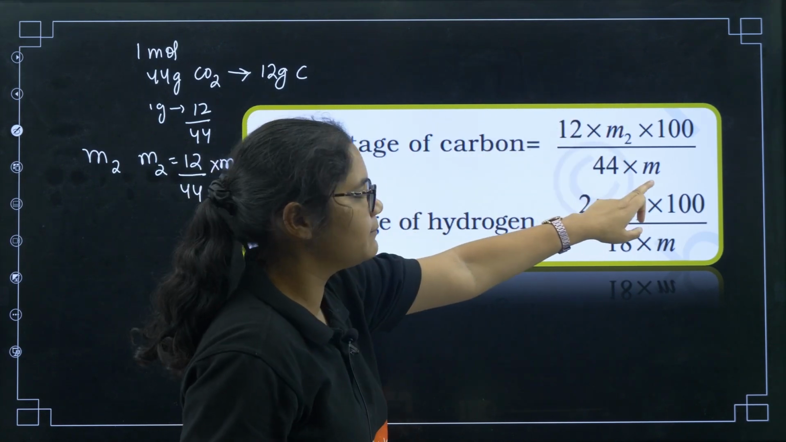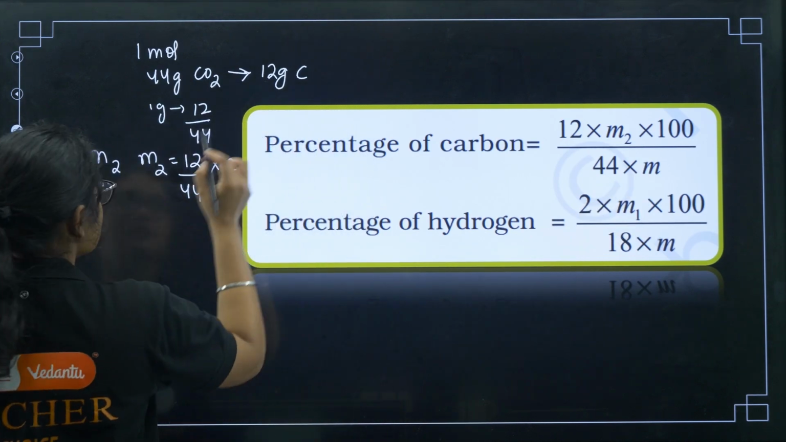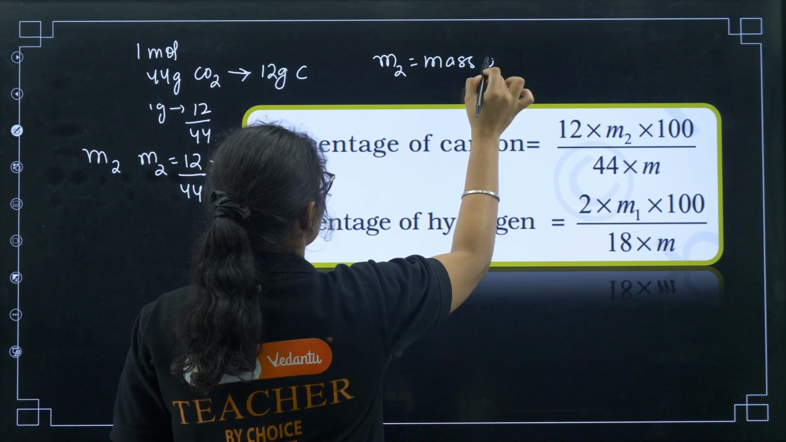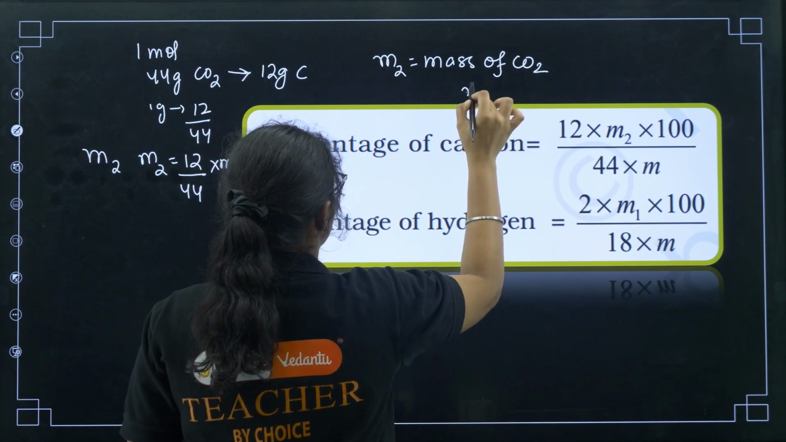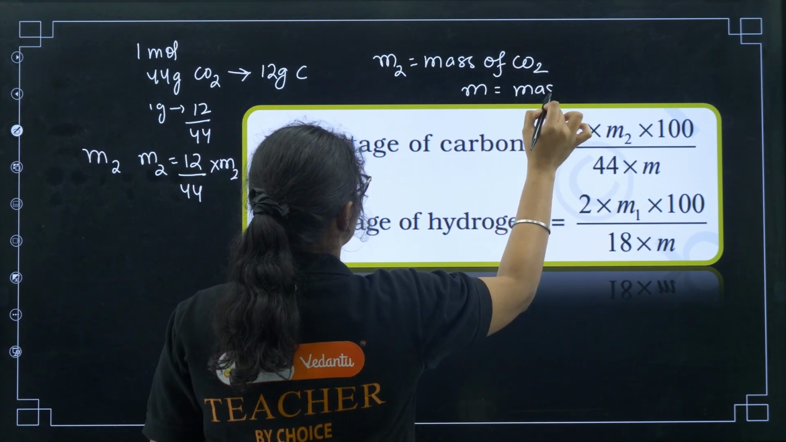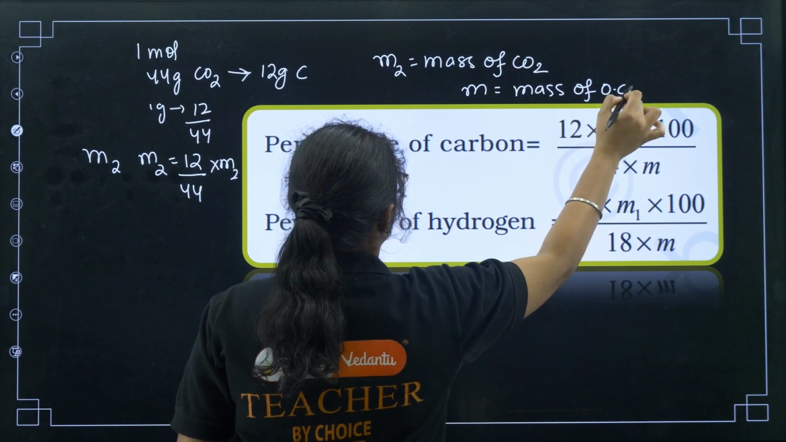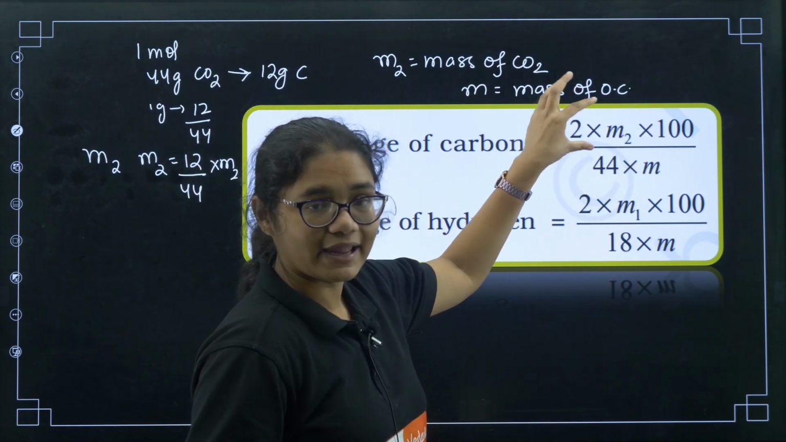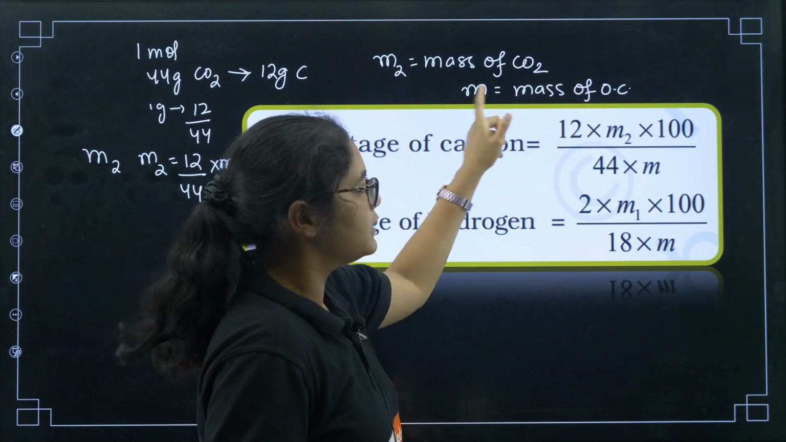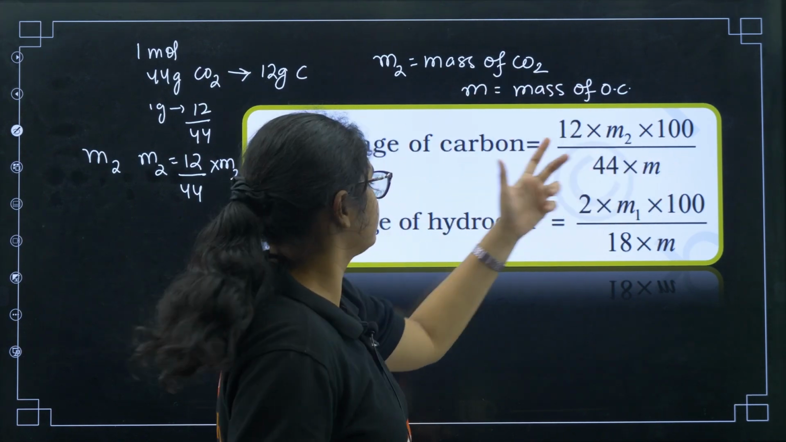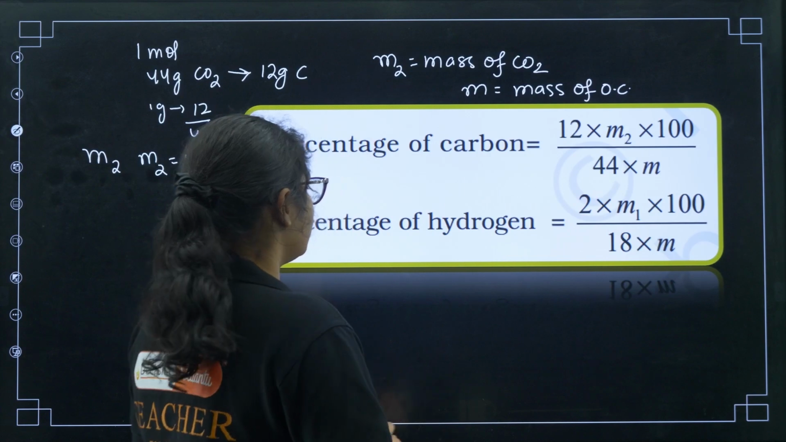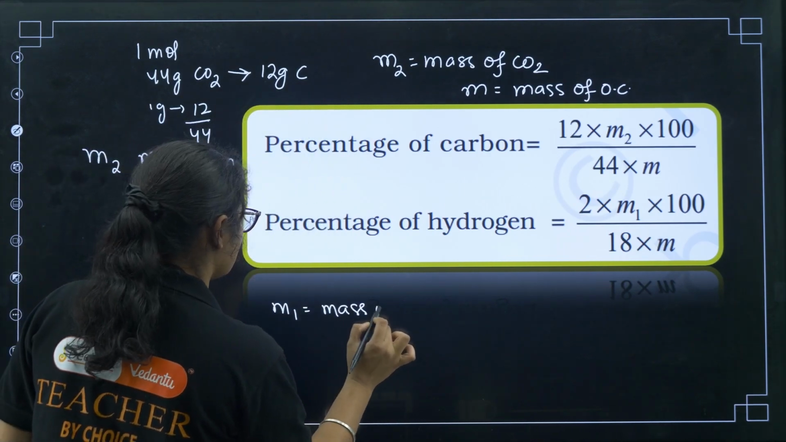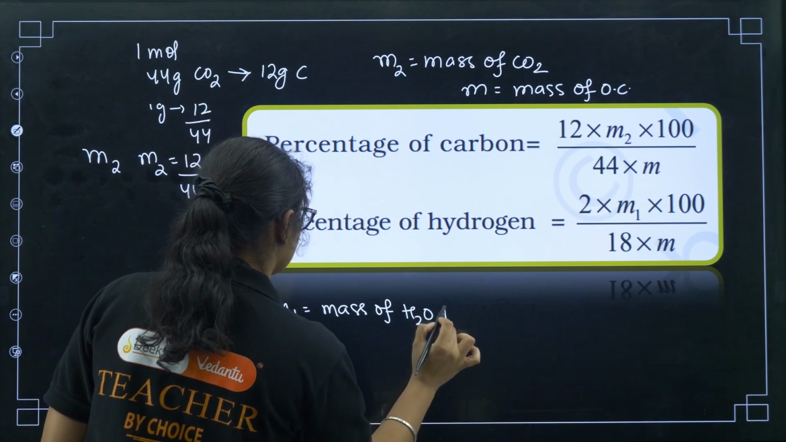Percentage, how will you find? Divide by small m. I'll write here: M2 is the mass of CO2, and m is the mass of the organic compound. So 12 into M2 by 44 is the mass of carbon present in the compound, divided by m, into 100. That is your percentage of carbon. Similarly, M1 is the mass of H2O produced.